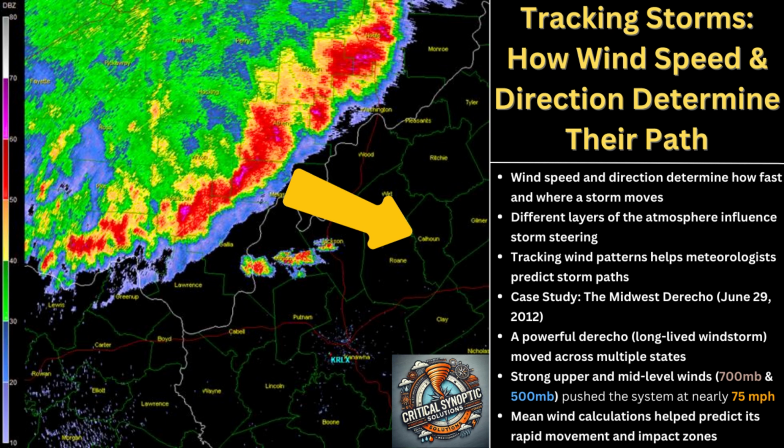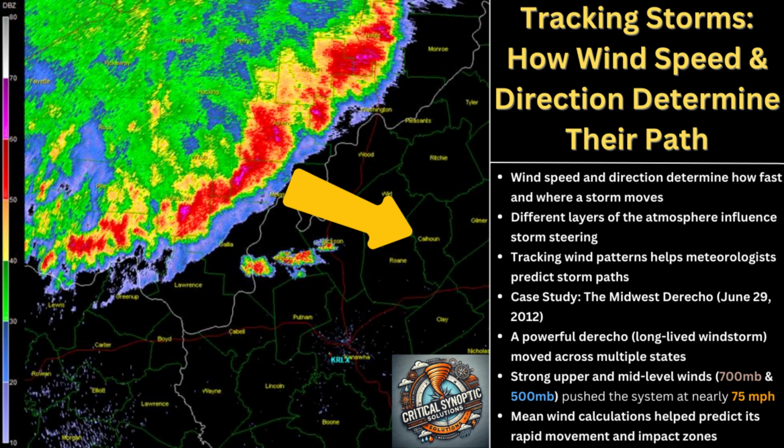The answer lies in the layers of the atmosphere above us, steering the storm like an invisible highway in the sky. One of the most incredible examples of this was the Midwest Derecho on June 29, 2012. This storm was not just another thunderstorm. It was a massive wind event that traveled over 700 miles in just 12 hours, causing destructive damage and power outages for millions of people.